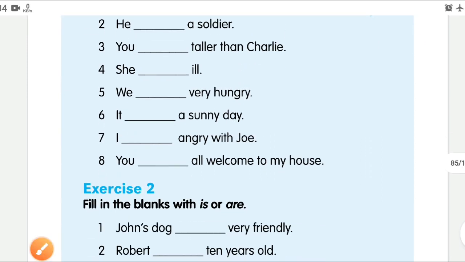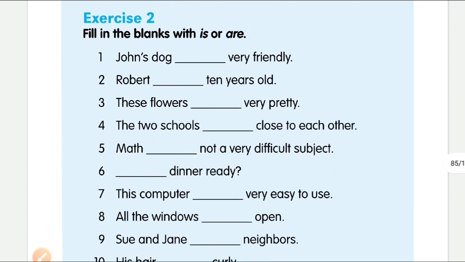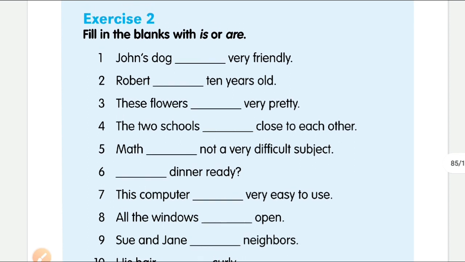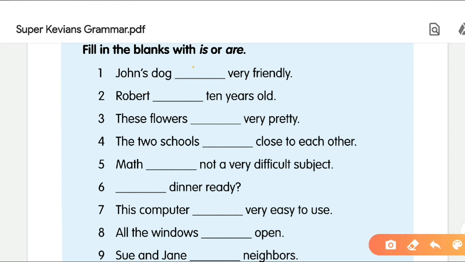It is very simple. And in exercise 2, we have to fill in the blanks with "is" and "are". You can see here: John's dog dash very friendly. John's dog, it is a single dog. That's why we will use here: John's dog is very friendly. The robot is 10 years old. A single robot is there. These flowers are very pretty. Here we will use "are". The two schools are close to each other. Math is not a very difficult subject.